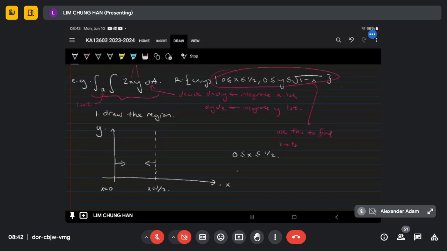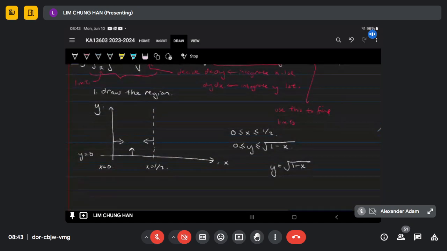Next, y. y is bigger than or equal to 0. Therefore, you find your y equals to 0 line. Bigger, so it must be pointing upwards. Next, y is less than square root of 1 minus x. What is square root of 1 minus x? You can just plot this: y equals to square root of 1 minus x.